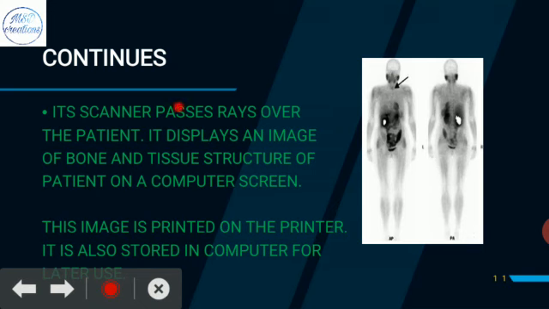Its scanner passes rays over the patient. It displays an image of the bone and tissue structure of the patient on a computer screen. The structure of the bones and tissues is displayed on the screen, where it can be used for the present and the future also. It can also be printed.